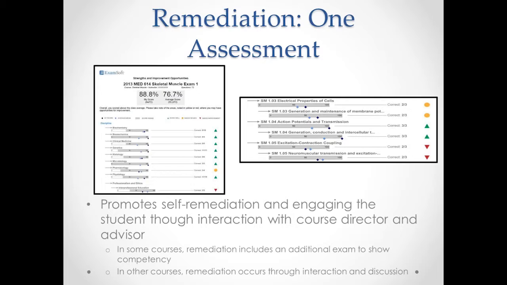And then in other courses, some students don't have the opportunity to remediate a single assessment, but they meet with the course director and advisor via discussion or remedial work that needs to take place before they move forward, even though they don't have that formal opportunity for another assessment. So this really varies. It depends on the size of the course, the length of the course, and the speed of the content. So for example, the report you're seeing here is from a course that runs only 2 weeks.